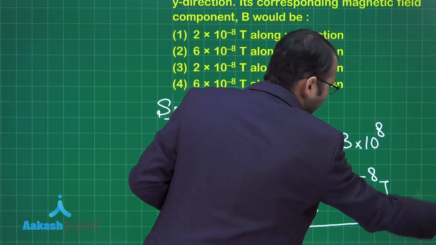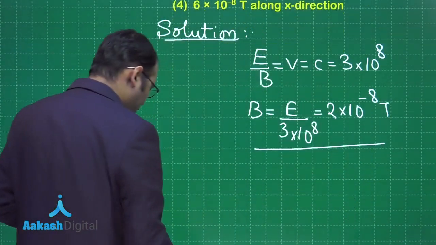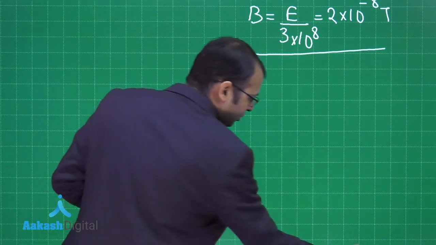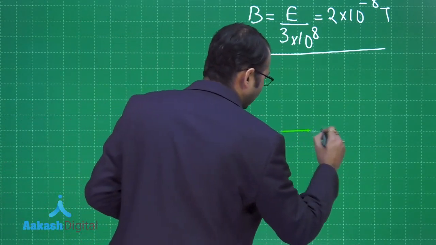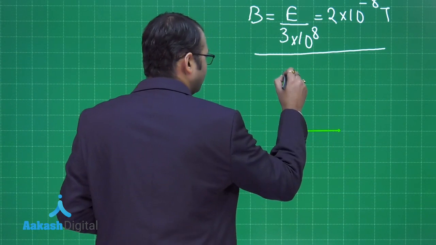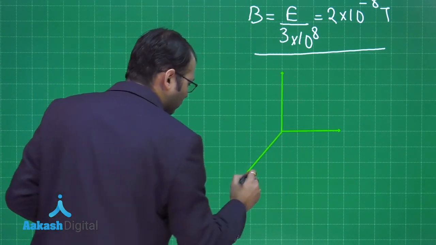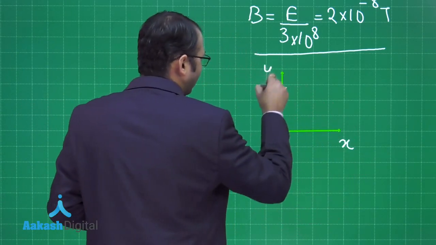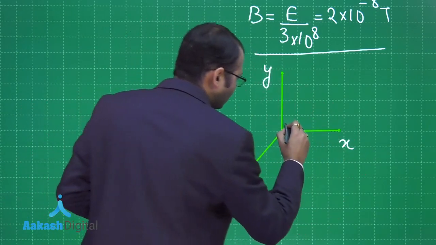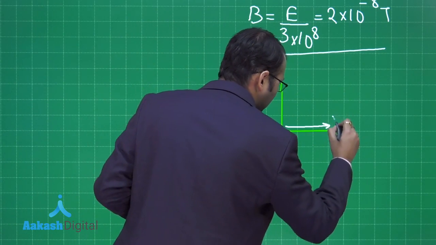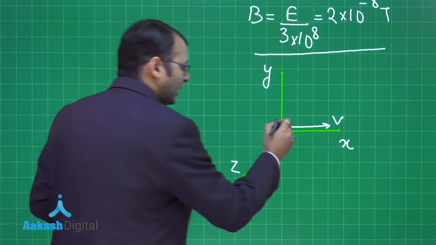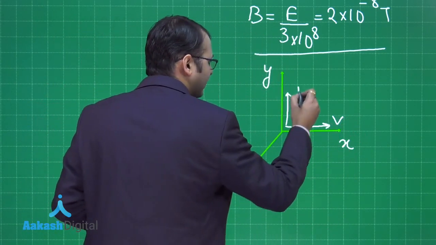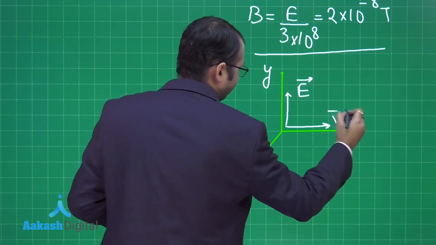Now what about the direction? If you want to understand the direction, we should go by this diagram, that this is the positive x-axis, this would be the positive y-axis, and this would be the positive z-axis. Now it is given to us that the wave is moving in this direction. This is the velocity of the wave. The electric field is along the positive y-axis, like this, E vector, right?